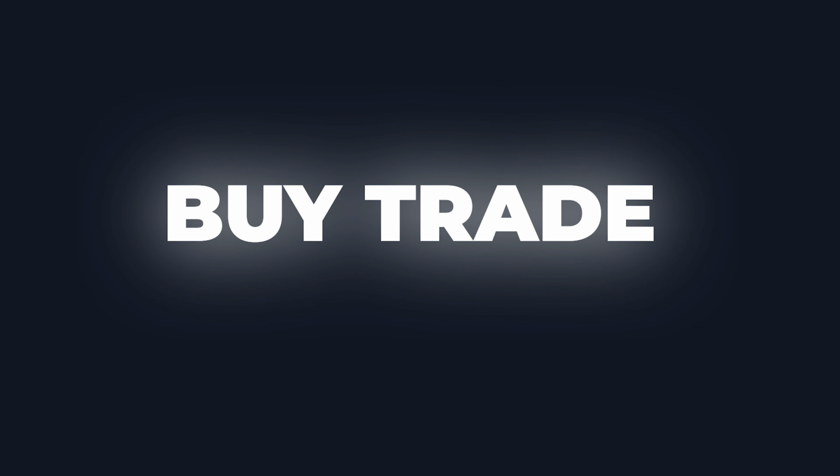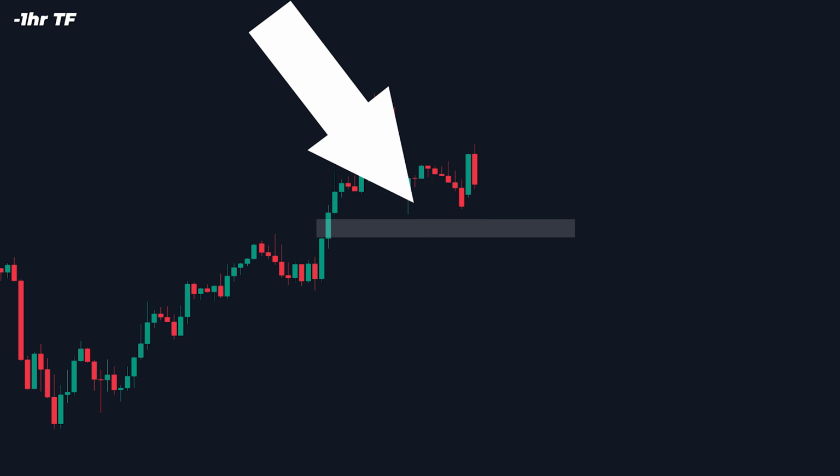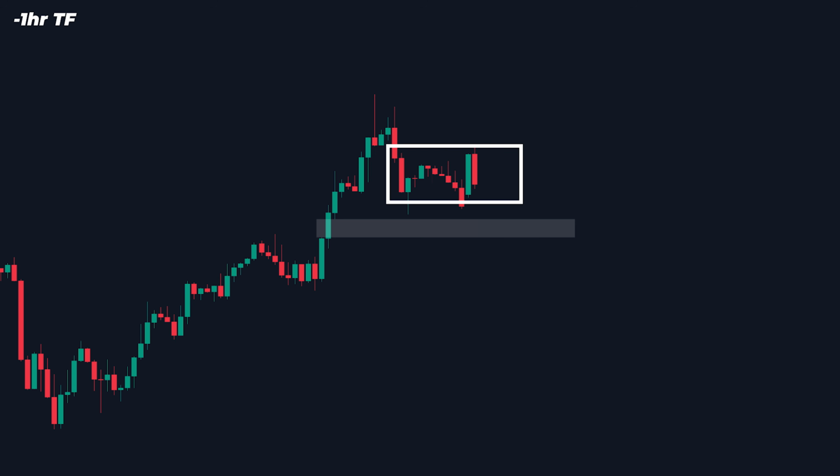Let's look at some trade examples. Buy trade setup. First, price creates a fair value gap after a strong bullish move on the 1-hour chart. As price retraces, it forms a small consolidation around this area. This tells us there's liquidity sitting just below those lows. Later, price sweeps that liquidity by moving below the double bottom and then continues into the fair value gap.